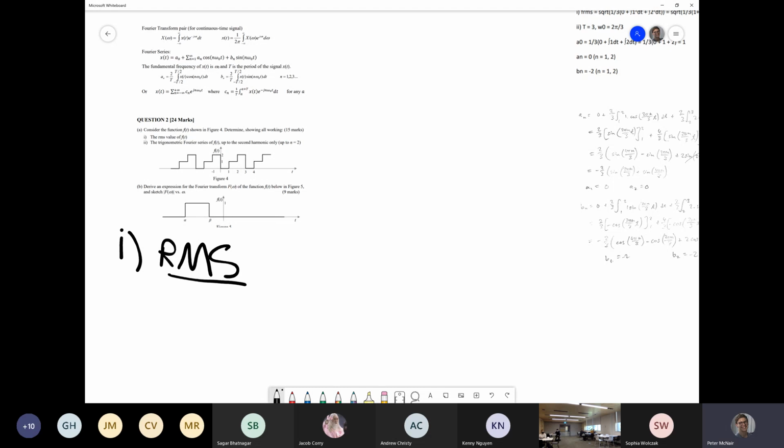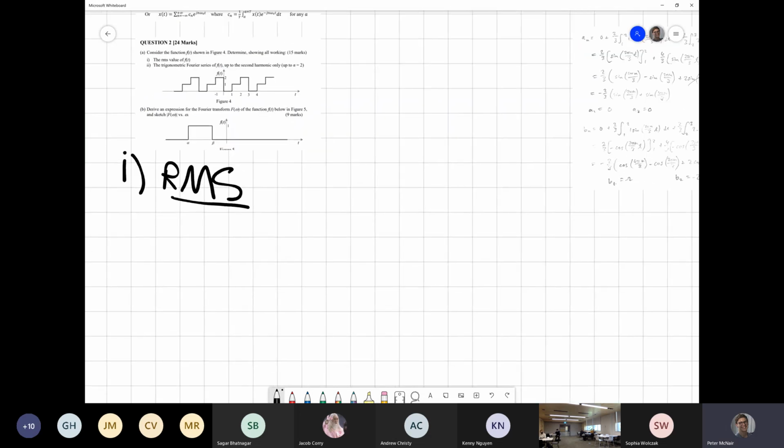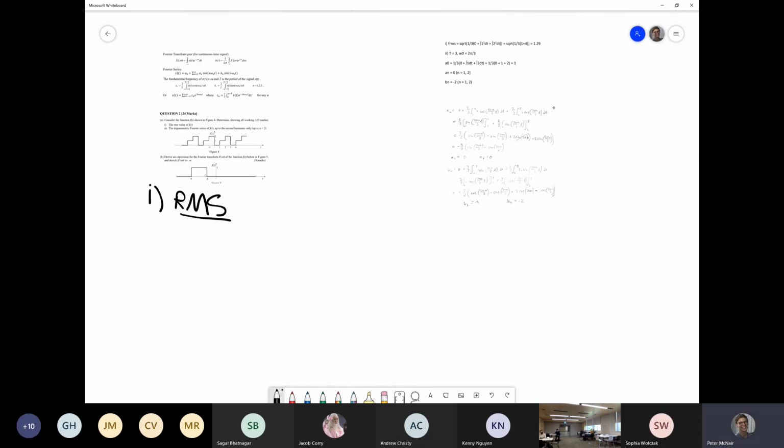Root mean square. So even though it's RMS, we do it in the reverse order, right? We square it, we take the mean, we take the square root. So our f of t is a periodic function. So when we take the mean, we can just worry about essentially one period.